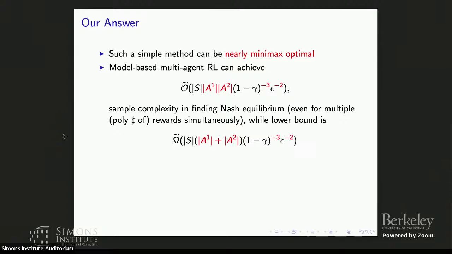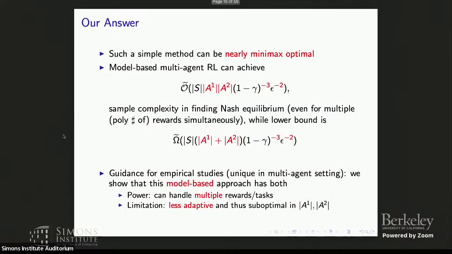This kind of sample complexity also holds in finding the Nash equilibrium for multiple reward functions, or a polynomial number of reward functions, simultaneously. On the other hand, we have the lower bound of this complexity, which depends on the problem parameters in this way, where you have an A1 plus A2 kind of dependence. This is unique to the multi-agent setting, because in a single-agent setting, A2, for example, would be a dummy player, and these two bounds would match.